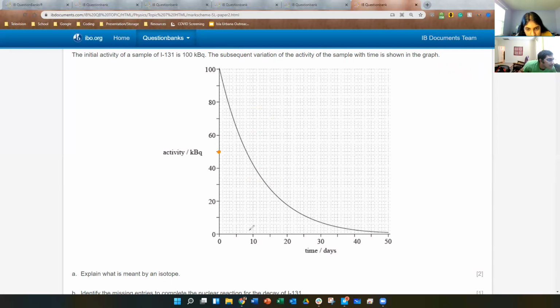Looks like 5, 6, 8. Yeah, I think it's 8 too. So this should be 16 days. Did it say double the half-life? Yeah. So 50, then 25 should be at 16. That's 15, that's 16. So it should be 22, 24, 25, like right here.